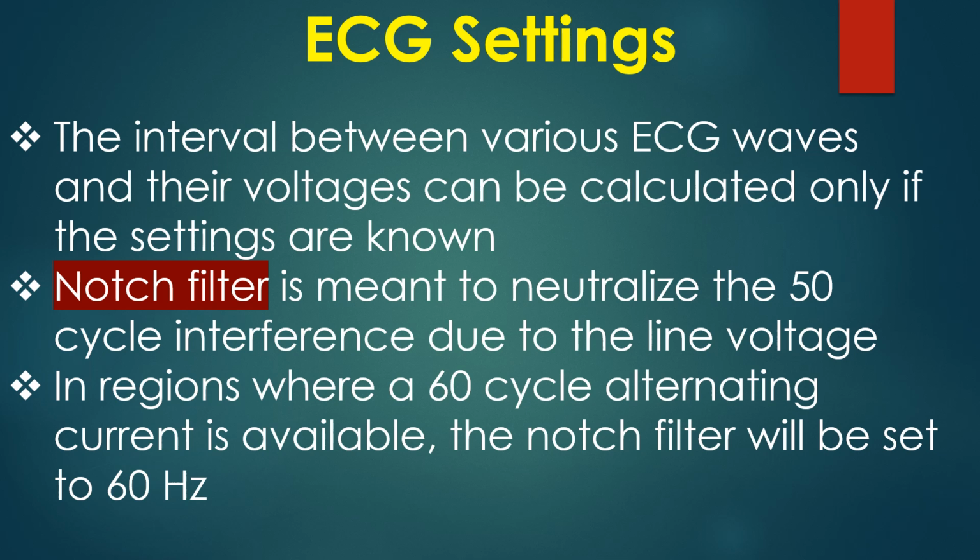Notch filter is meant to neutralize the 50 cycle interference due to the line voltage. In regions where 60 cycle alternating current is available, the notch filter will be set to 60 Hz.